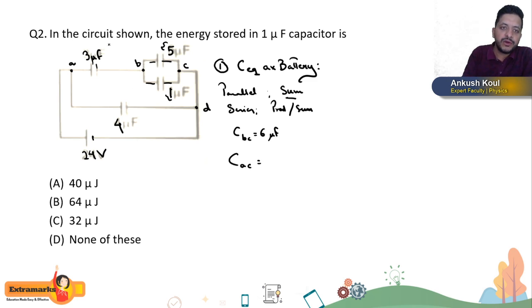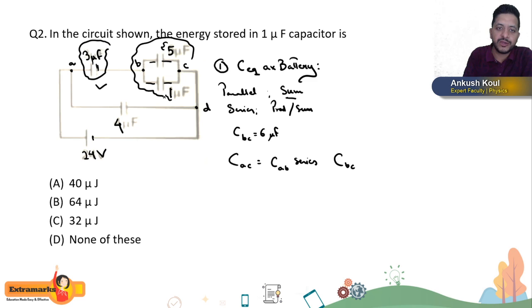Similarly, what is the capacitance between A and C? One is 3 microfarad between A and B, so I will write it as CAB, and CAB is in series with what, beta? CBC. So this capacitor 3 microfarad is in series with this entire combination. I hope you all agree with that, right?